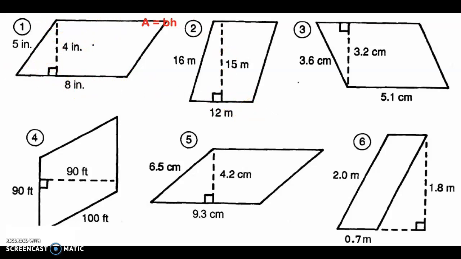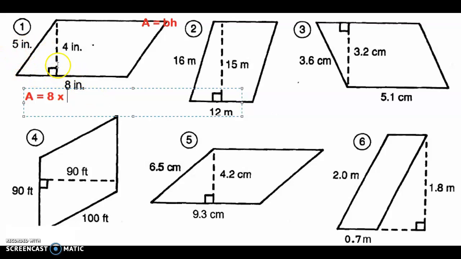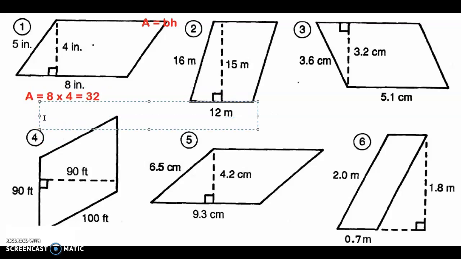Alright, so on this first one, if I have area equals base times height, that means my area equals, and instead of base, I know it's 8 inches, so I'm going to say 8 times, and what's my height here? It's not this one, it's the one with the little dashed arrow, so it's going to be 4. So once I solve that, I get 32, right? Because 8 times 4 is 32. So my area for this one equals 32.